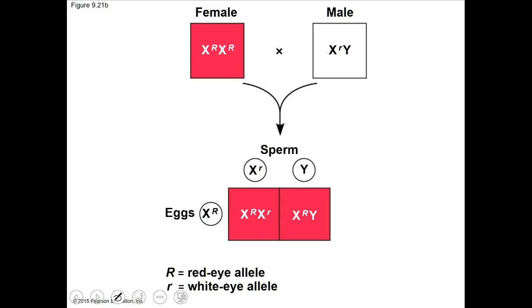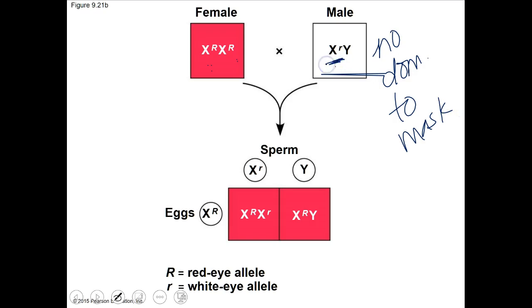So if we have a female that is homozygous dominant for red, and a male that has one copy of the recessive trait, he actually only needs one copy here. Why? Because there's no dominant to mask it. So that's where the tricky part gets in here: if a male has just one copy of the recessive, it will express because there's nothing else there to mask it on the Y.